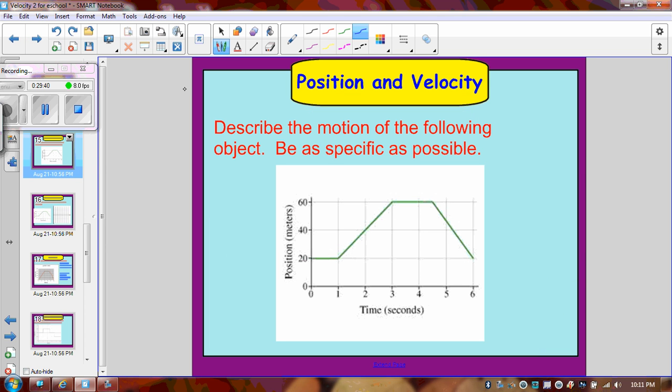All right, at this point, I'd like you to pause the video, and while it's paused, describe the motion of the following object. Be as specific as you possibly can.